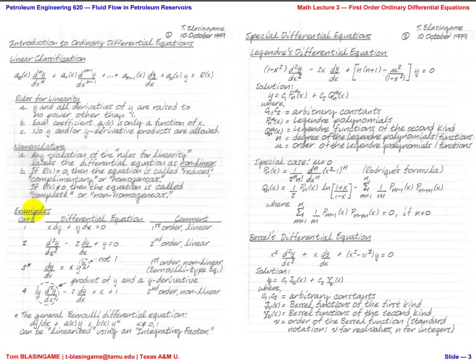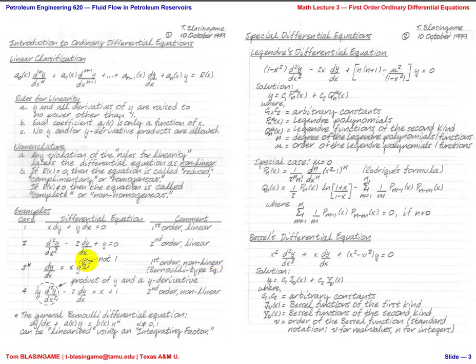The notes show some examples of first order differential equations. This one is, I think, the most basic one with variable coefficients, first order. Here is a second order linear differential equation. Again, the derivatives are raised to the power of 1. Here, this is a first order nonlinear differential equation.